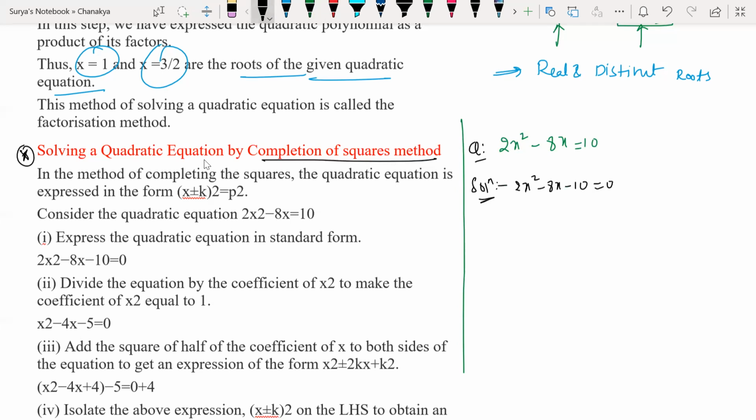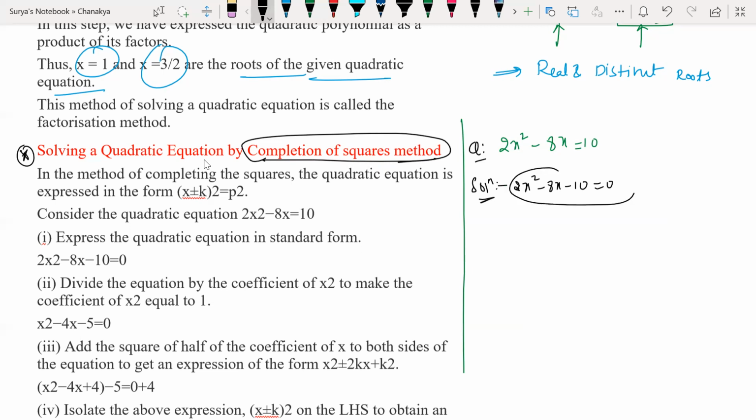Here, I have 2x square. Let me tell you the required steps to solve a quadratic equation by using the completing square method. What is this? Completing square method. First of all, let us try to understand what a complete square is.